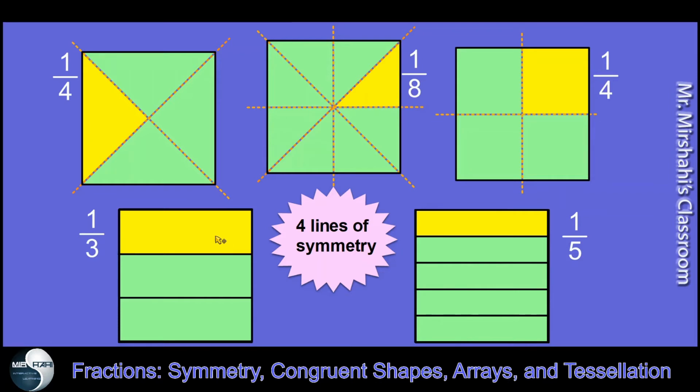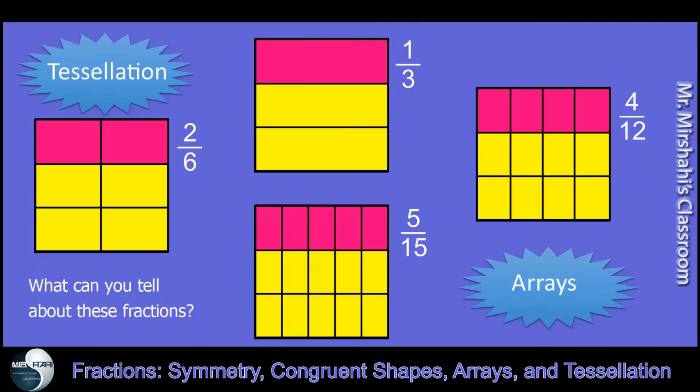Now, squares and rectangles are interesting because you can actually divide them any way you want. For example, here I divided it this way into 3 parts that are equal. All you have to do is measure these sides to make sure they're equal. So this is 1/3, and here this is 1/5. Let's move on to the next page.